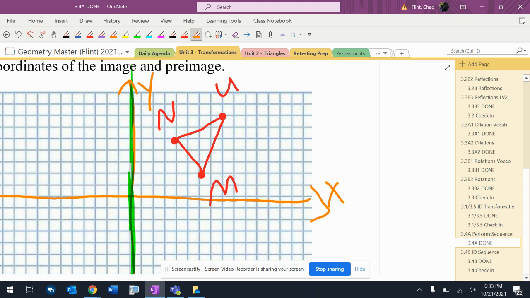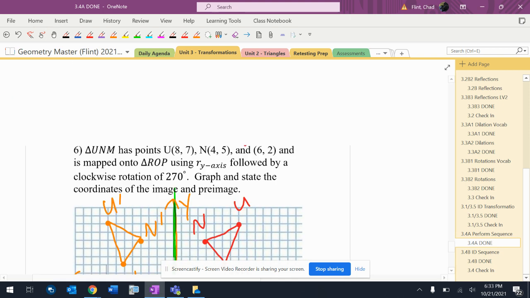So N goes 4 over. U goes 8 over. And then M goes 6 over. All right, so then that's U prime, N prime, M prime. All right, so there's that guy.